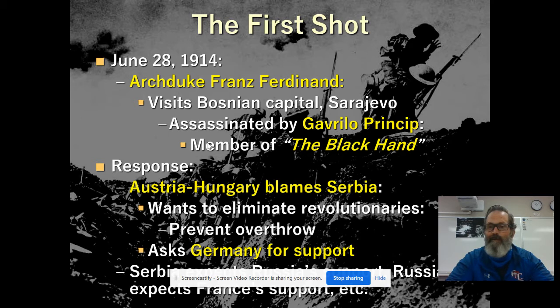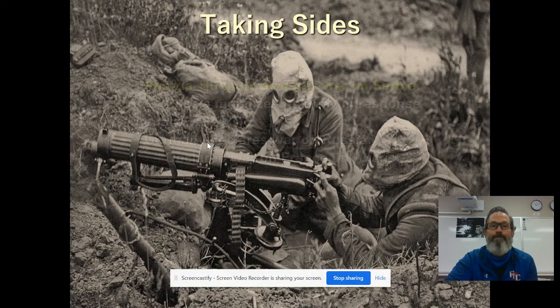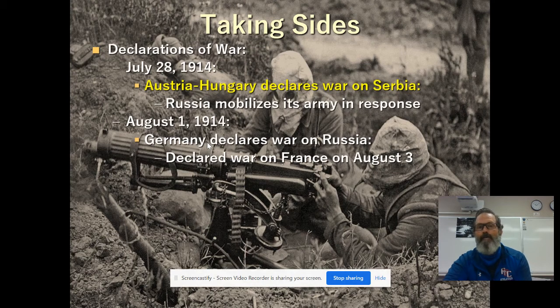Well, that wasn't sufficient for Austria-Hungary. So they go to Germany, who was the big military power inside Europe at the time. Austria-Hungary was not a big military power, and they asked them for support based on their alliance. And then about a month later, Austria-Hungary declares war on Serbia. Russia, remember Russia in that first slide is aligned closely with Serbia. They mobilize their army onto the border in response to that. And then a couple of days later, Germany declares war on Russia and France.